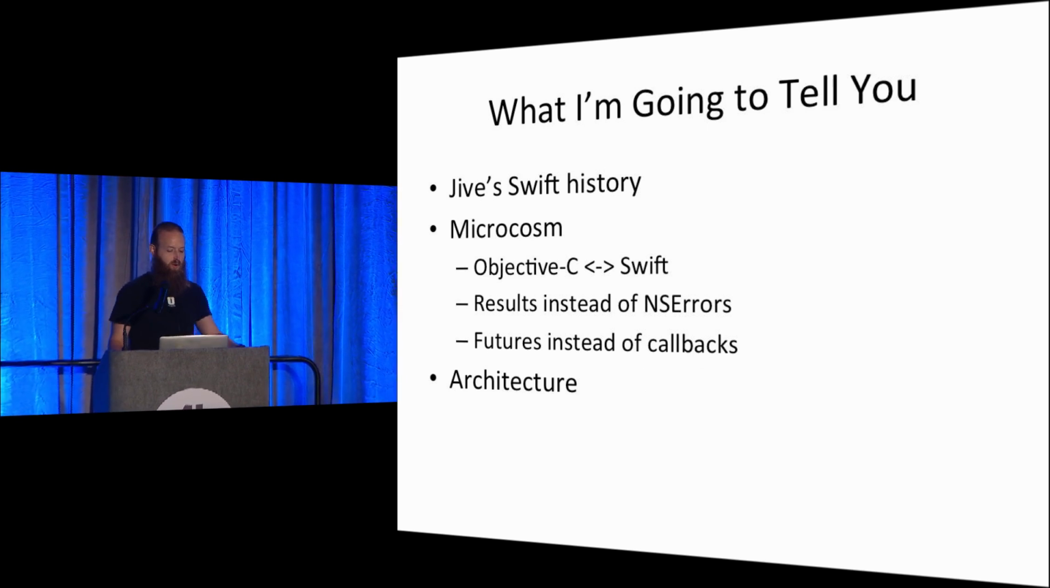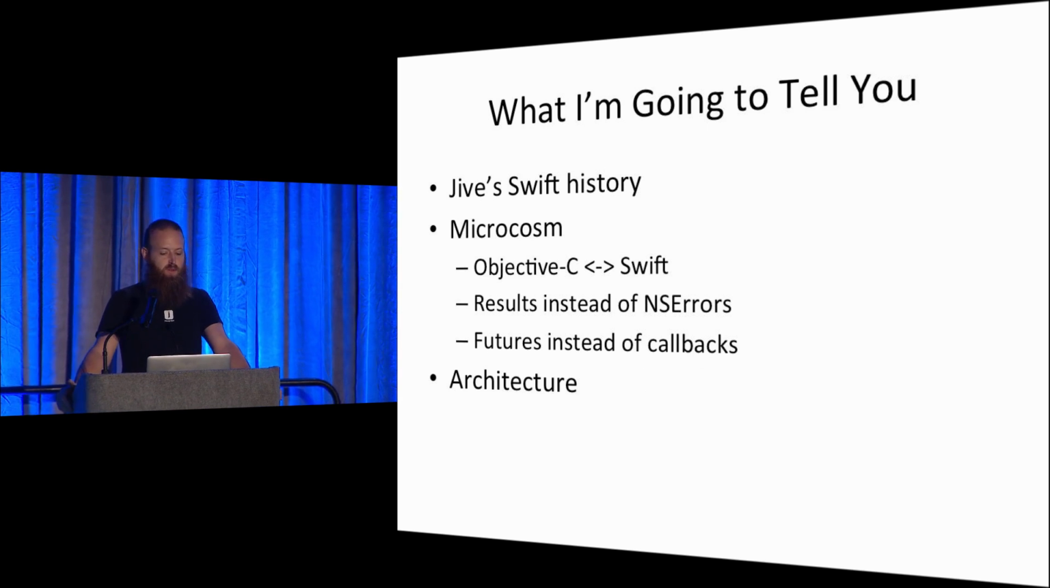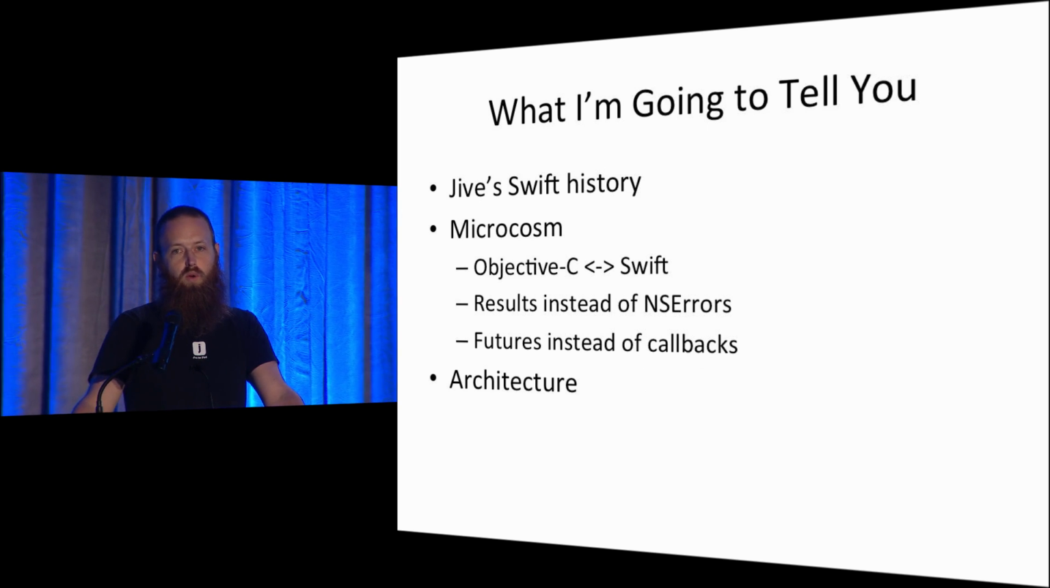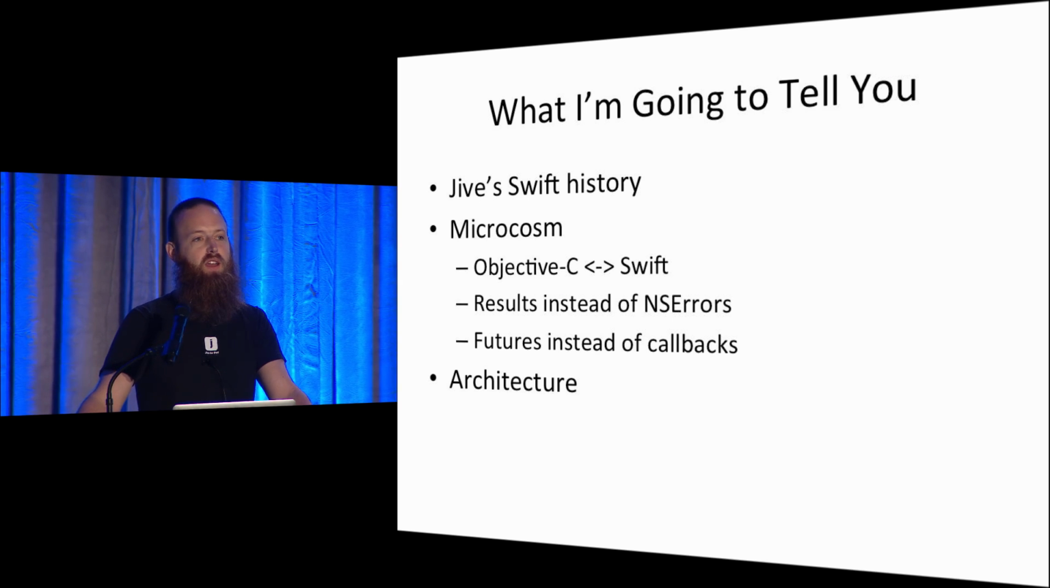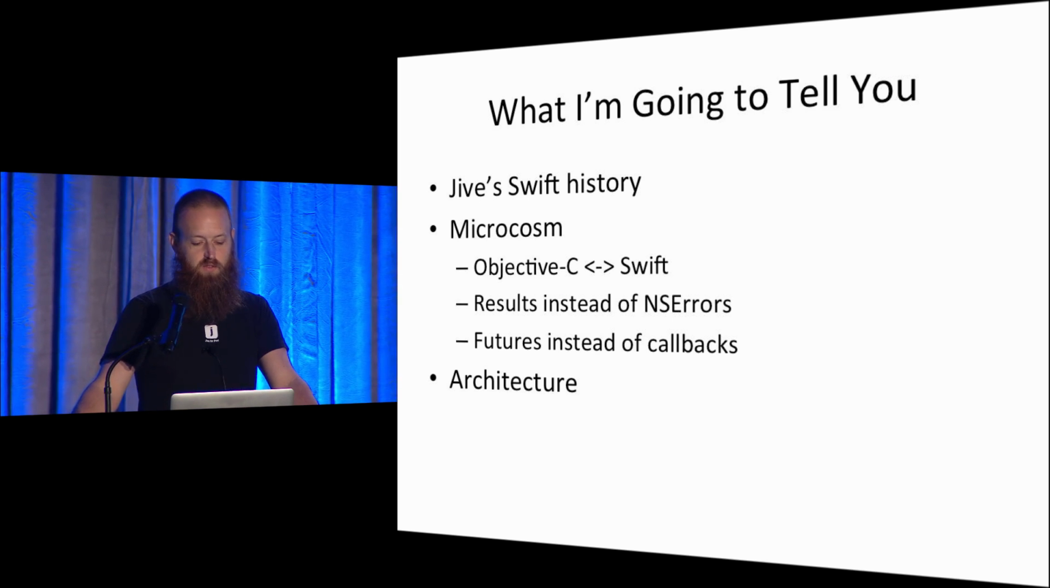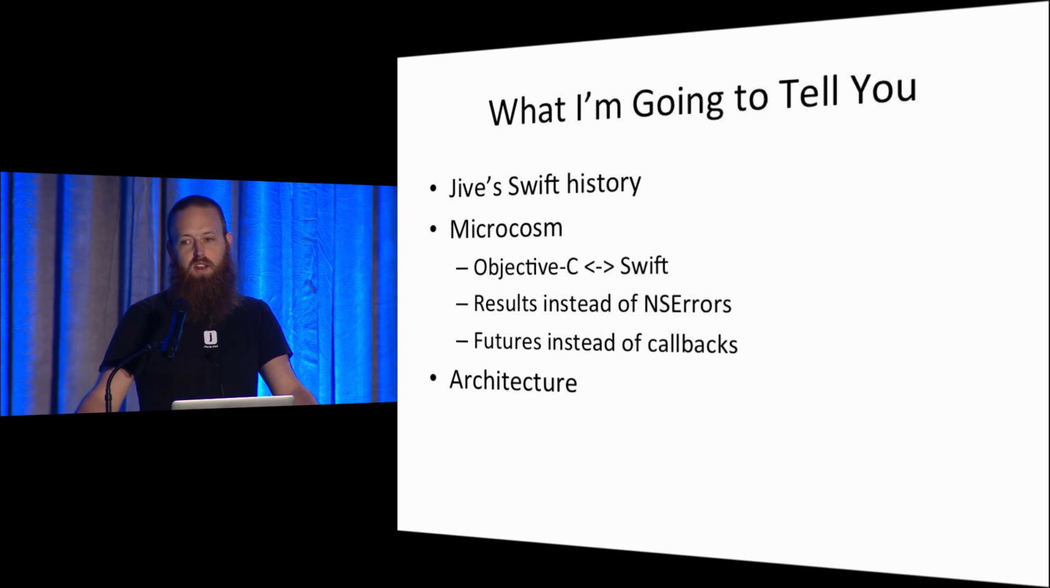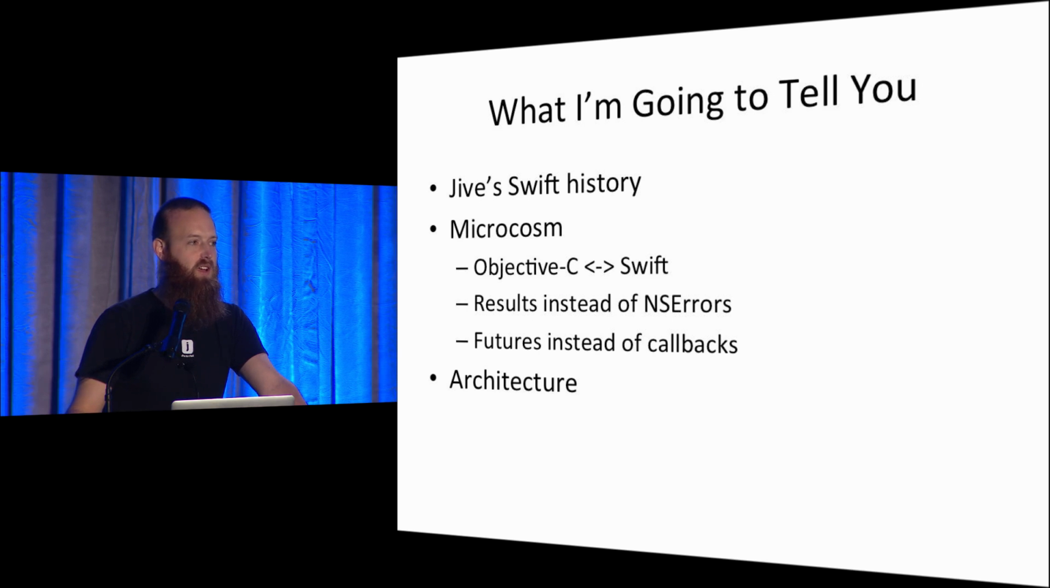So what I'm going to talk about today is Jive Swift history, where we started in Swift, and how we progressed through some of the risks that we took on going through various versions of Swift. Then we're going to get into a little bit of the microcosm in terms of how to interoperate between Objective-C and Swift, and then some patterns that have emerged that are fairly Swift-specific, pretty widely applicable, and a little bit revolutionary compared to common things that you see within Objective-C.